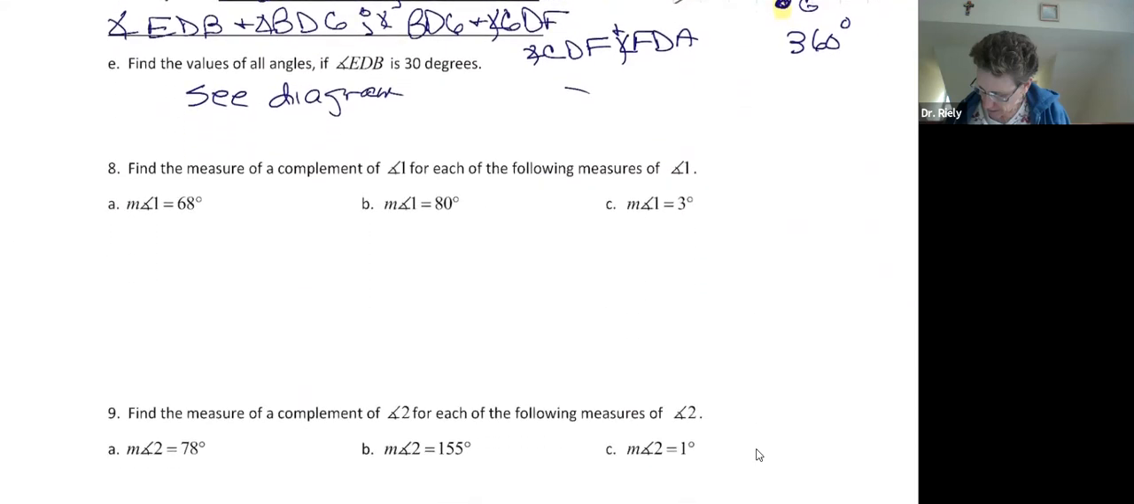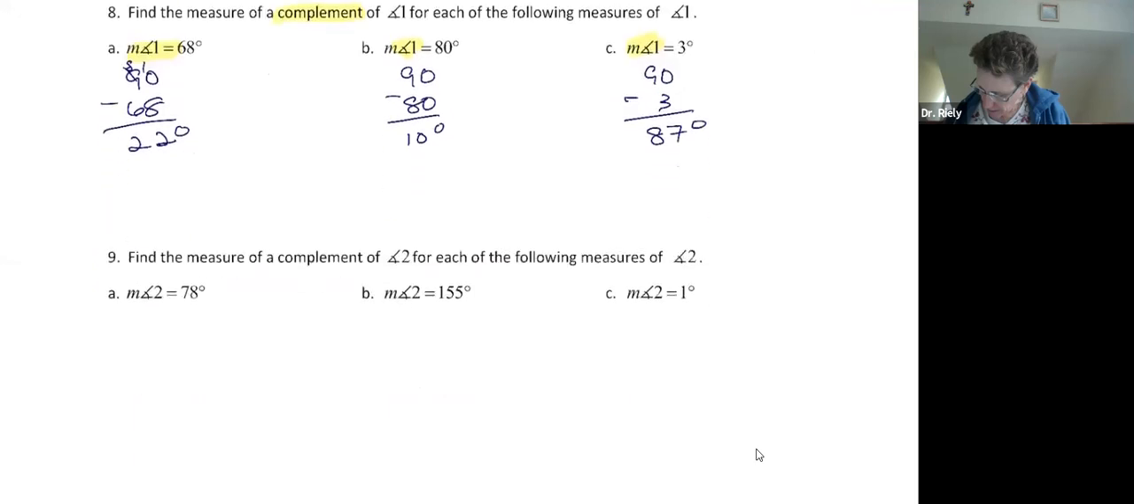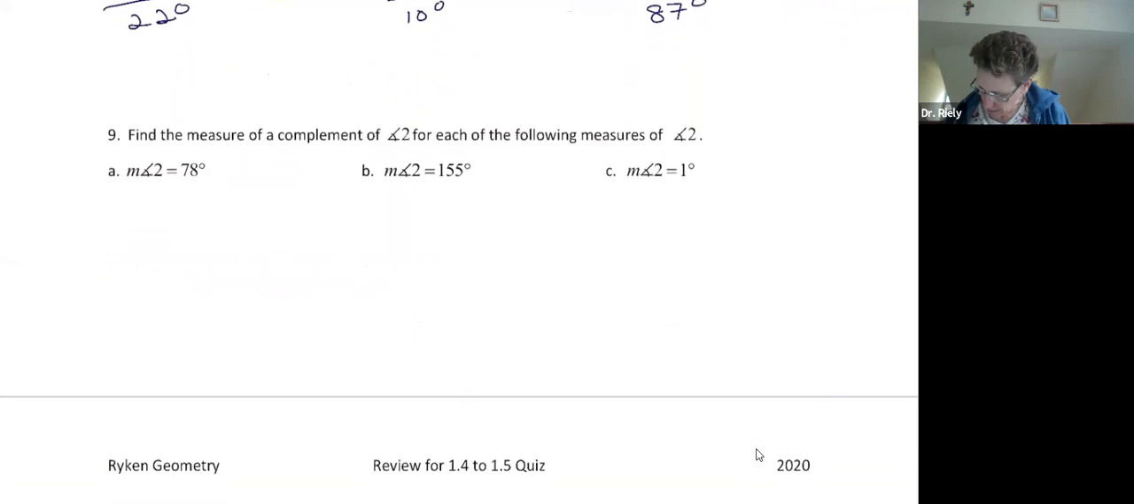Okay, now we're talking about some more vocab. Here's complementary. Find the measure of a complement of each of these angles. So we'll set up this one. To find the complement, they have to add up to 90. So just subtract, you get 22 degrees. Here again, they have to add up to 90, subtract 10 degrees. Here again, adding up to 90, this is 87 degrees. Okay, so as long as you know the definition of a complement, you should be able to easily get those points.